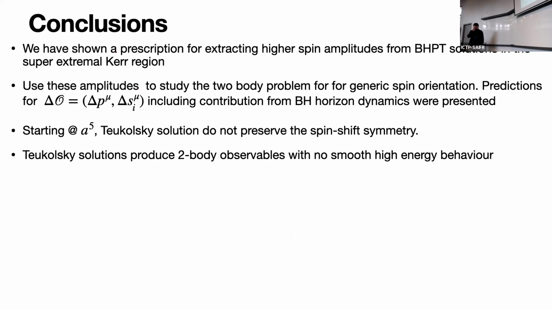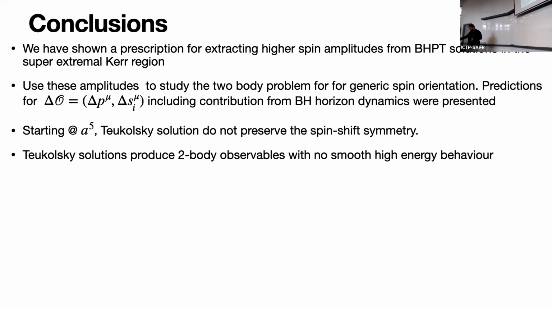So in conclusion, we have shown a prescription of how to extract higher spin amplitudes from black hole perturbation theory solutions in the super extremal regime. We have used it in the two-body problem to make predictions of what the impulse and the spin kick will look like for higher orders of spin. At spin to the 5th, this proposed symmetry by Bern et al. that the observables actually enjoyed, it's broken. But something very interesting to study is the high energy behavior of these Teukolsky solutions for the observables.